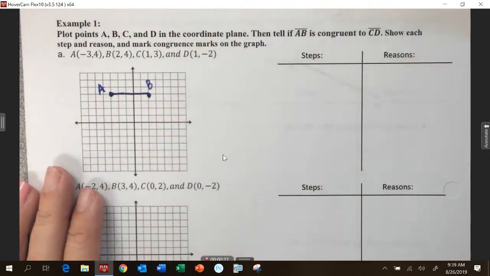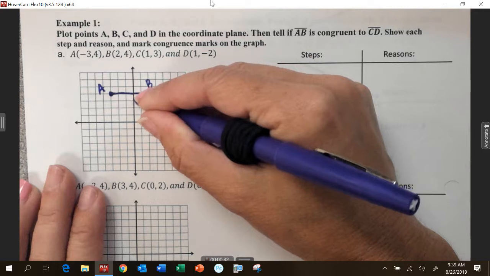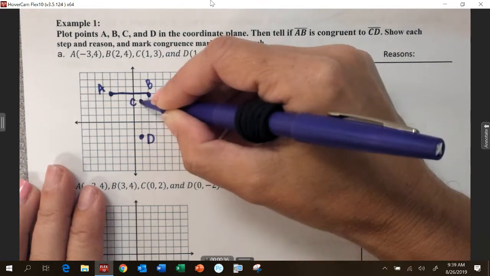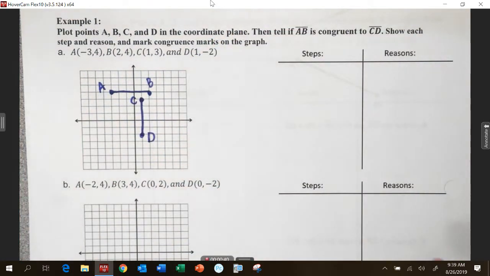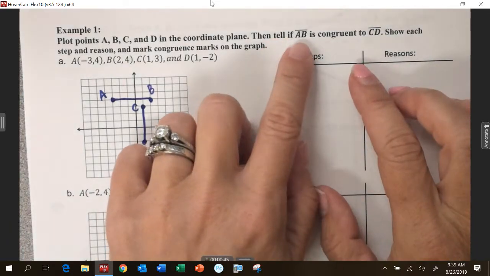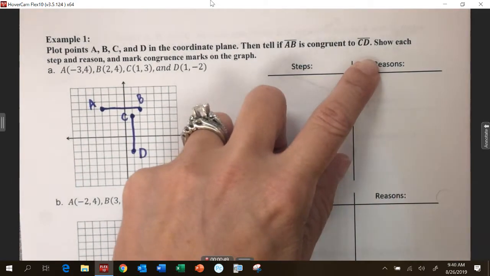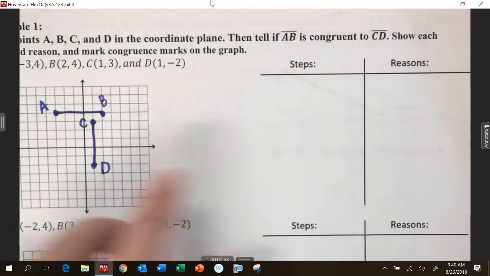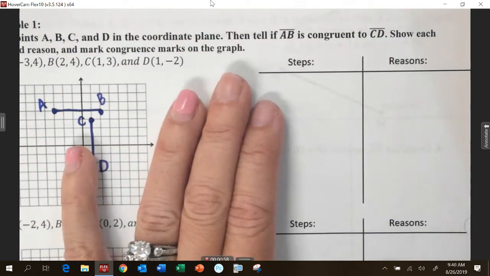Then I'm going to plot C, which is (1, 3), and D is (1, -2), and it talks about segment CD, so I'm going to connect those. It says, tell if AB is congruent to CD. We have to tell if AB is congruent to CD, show each step and reason, and then mark congruent marks on the graph.